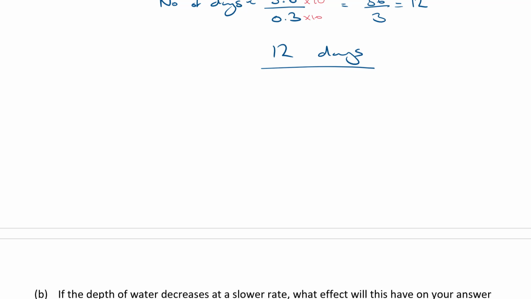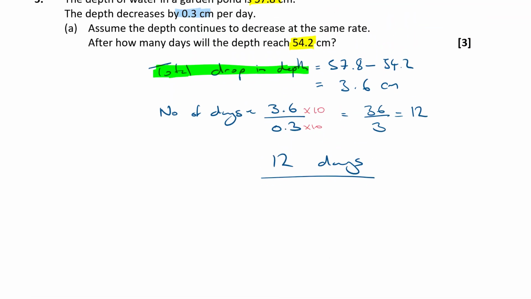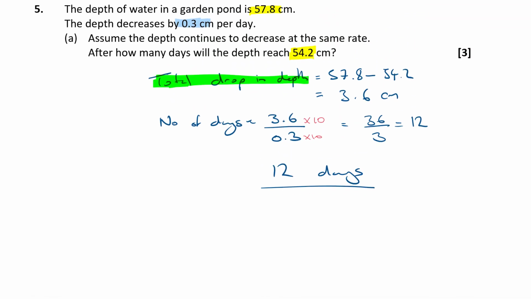Okay, so coming back to our calculations from part A, it's not going to change anything to do with the drop in depth. That's still going to be 57.8 and 54.2. That's not going to change. So the total drop is going to stay at 3.6. What is going to decrease is this divisor down here. This is going to get smaller.